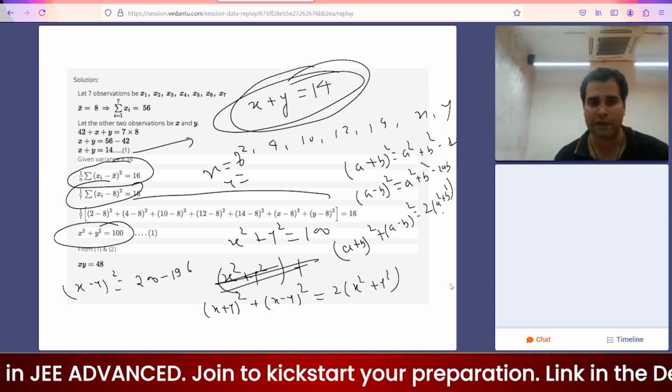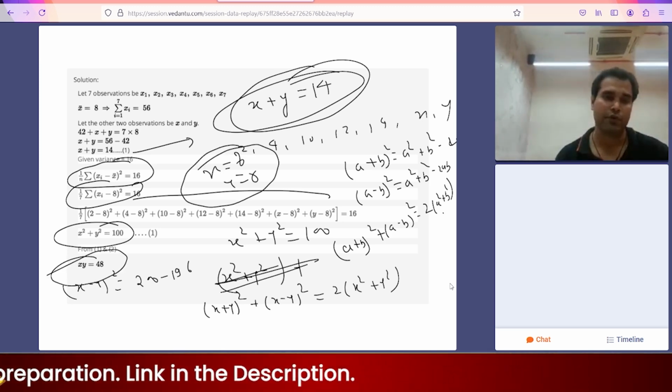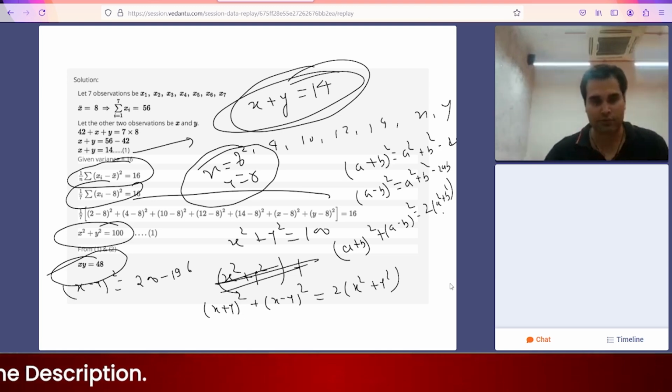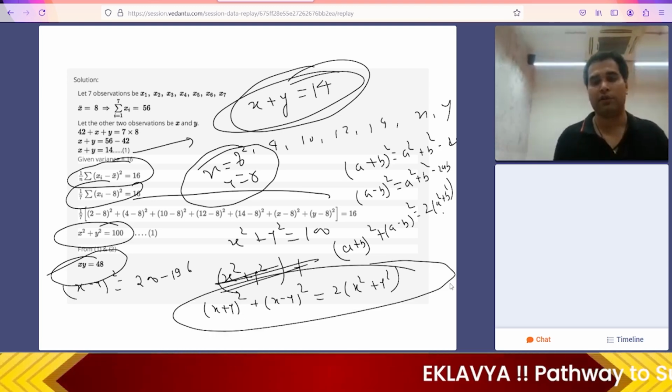Solving both the equations, we get x equal to 8 and y equal to 6. We find 8 into 6, which is 48. Here is the final answer. You can solve both equations by using the quadratic formula, or otherwise solve this equation.